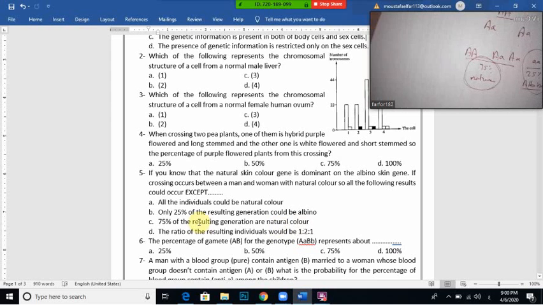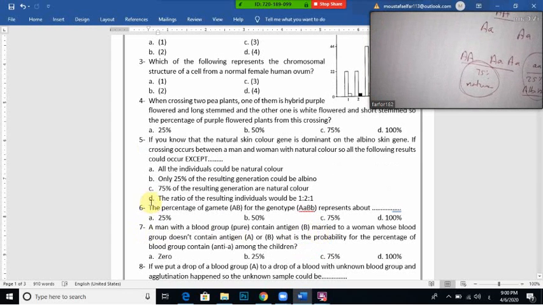And the last choice here is the ratio of the resulting individuals could be 1 to 2 to 1, and this is of course a wrong answer because the ratio 1 to 2 to 1 is only applied for the lack of dominance genetic case. So the answer of number 5 is D. The ratio of the resulting individuals could be 1 to 2 to 1.